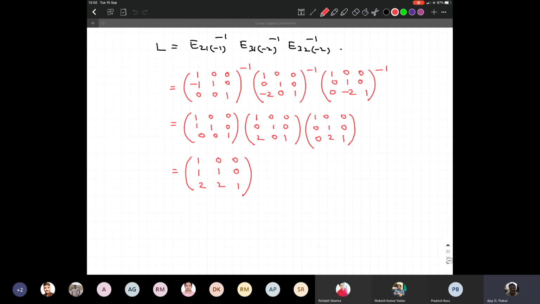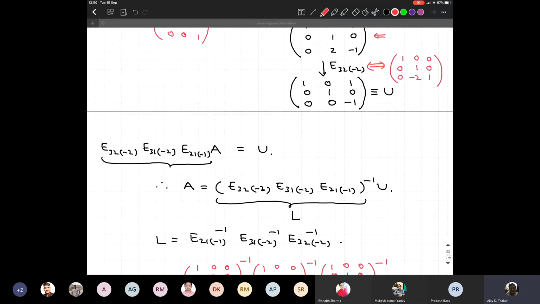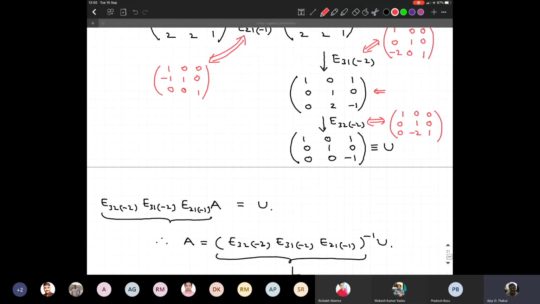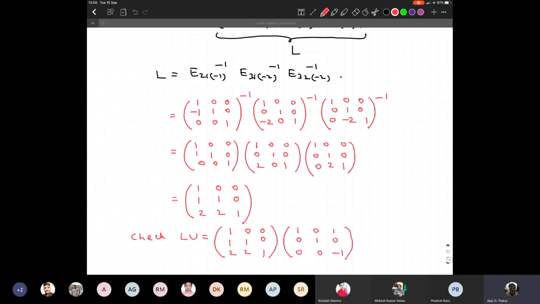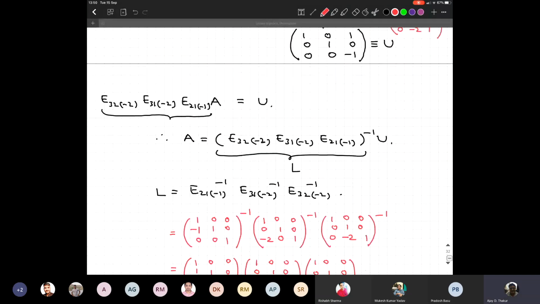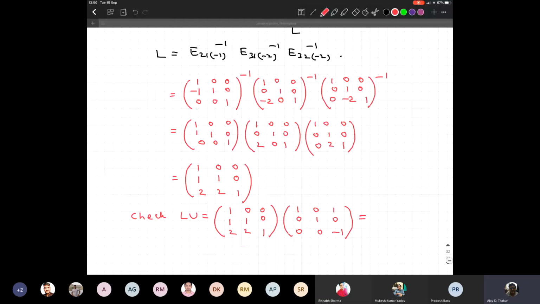So this is going to be our L matrix, and you can simply check LU is going to be 1 1 1 1 2 2 0 0 0, and U is something which we obtained earlier, which is 1 0 1 0 1 0 0 0 minus 1. So that is what was U. I hope everyone knows this matrix multiplication.